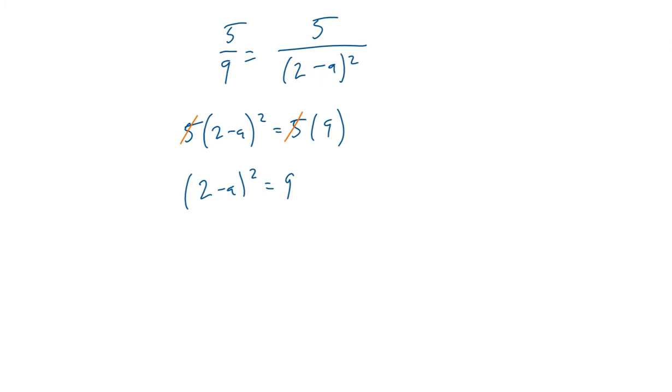You could multiply this out, (2 minus a) times (2 minus a), and do that whole thing, and you get a quadratic, and then you'd have to solve that. But the easier way is to take the square root of both sides. And of course, when we take the square root, we get plus minus. So we get 2 minus a equals -3, and 2 minus a equals +3.